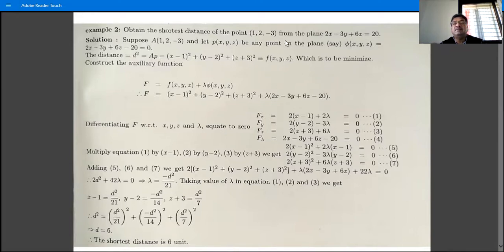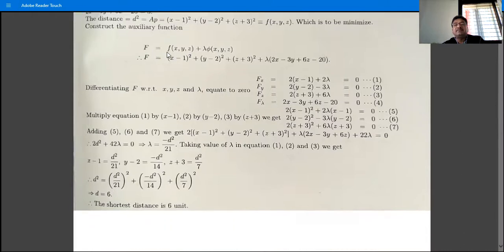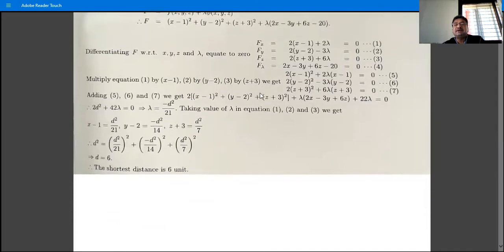We have to find the minimum value of f(x, y, z), for which this function is minimum. Actually, we want d to be minimum, but if we find the values of x, y, z for which d square is minimum, then automatically d is minimum. So construct the auxiliary function, small f plus lambda into phi. Then differentiate with respect to x, y, z, lambda, and equating with 0, we get equations 1, 2, 3, 4. And then this procedure is applicable, to find the values of x, y, z.